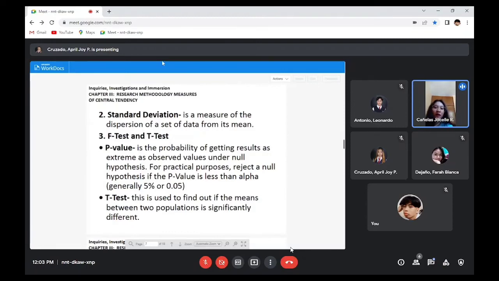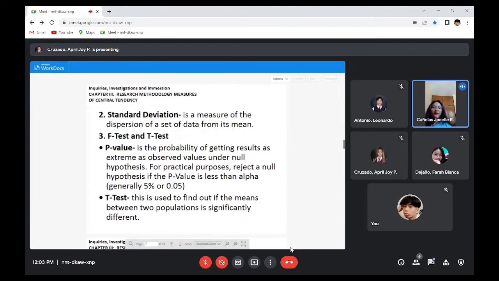So when we talk about the t-test, this is used to find out if the means between two populations are significantly different. When we say t-test, it is a univariate hypothesis test applied when the standard deviation is not known and the sample size is small.